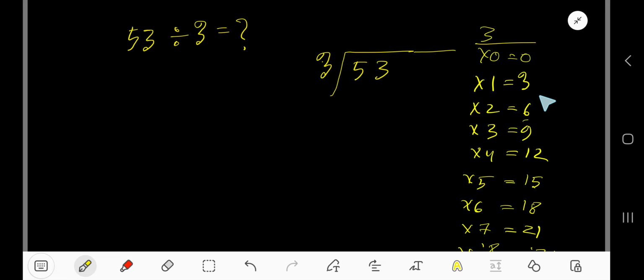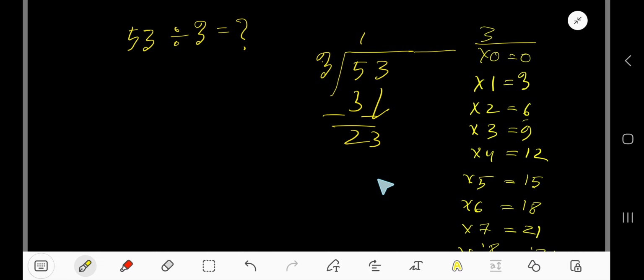0 plus 3 is 3, 3 plus 3 is 6, 6 plus 3 is 9, 9 plus 3 is 12, 12 plus 3 is 15, 15 plus 3 is 18. 3 goes into this 5 how many times? 2 times is 6, which is greater, so 1 time. Take 1. Now multiply. 1 times 3 is 3. Subtract, you get 2. Bring down this 3.